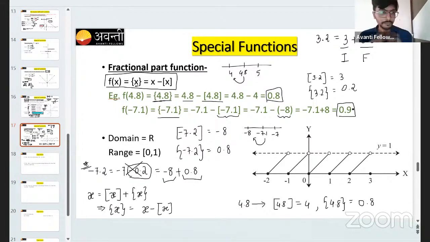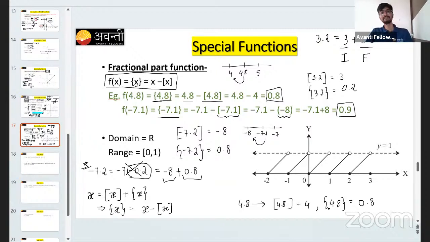So these four functions are defined as special functions because you saw what the specialities are in this. Let me revise again. What were the four special functions? Signum function, modulus, step of x, and fractional part of x. Out of which the last two, step of x and fractional part of x, are basically the integer and fractional parts. I hope it is clear. Now let's solve some questions based on these four special functions.